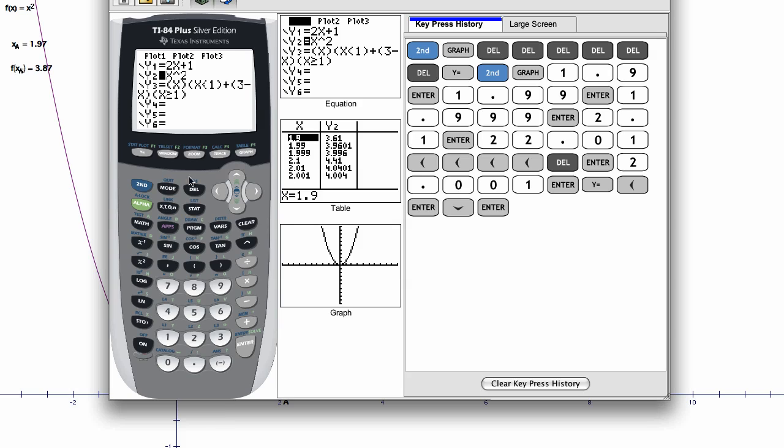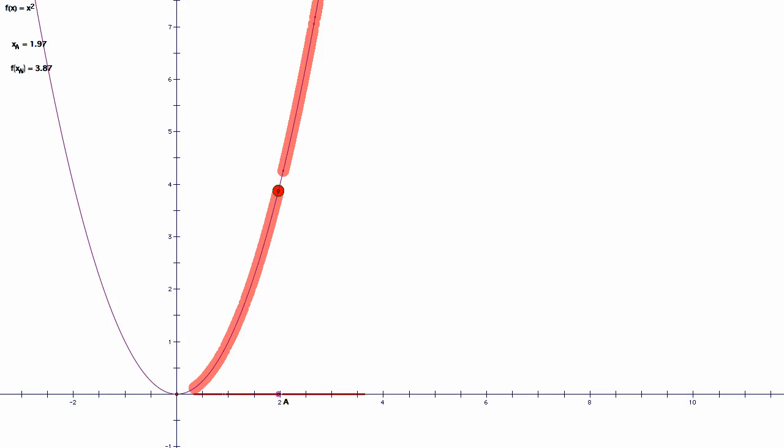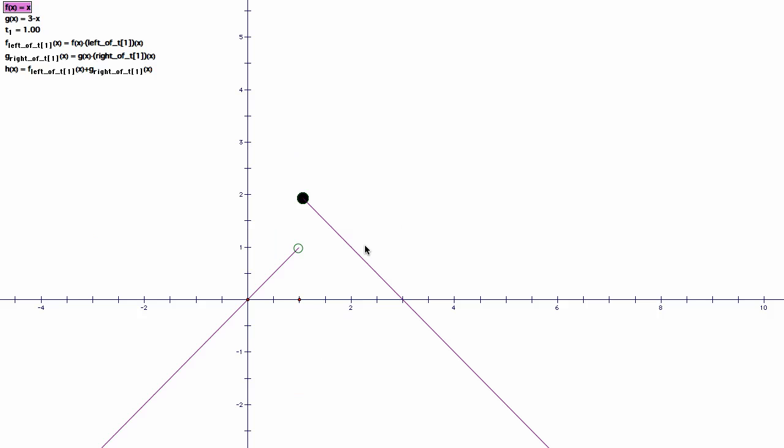Okay, so one more example. And we're going to look at this piecewise function this time. A little bit more complicated function. Okay, and again, you can see the graph was updated. And if we come to the graph here, you'll notice that this piecewise function has kind of a break at 1. So you can bet that the interesting part of this graph is at 1. It's no longer at 2.